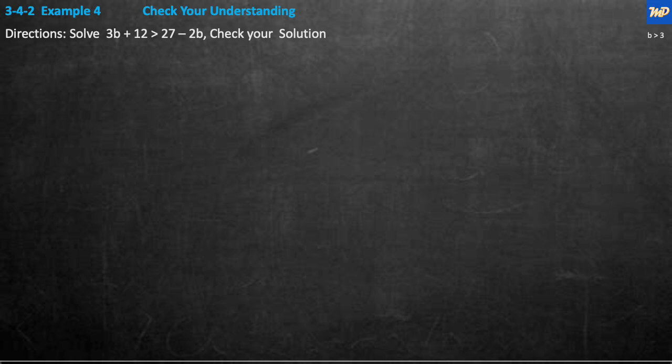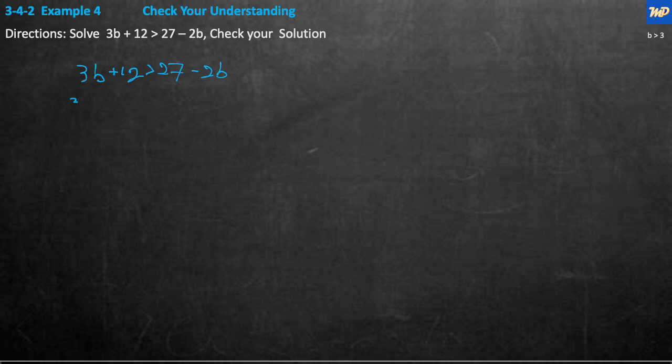Okay, I'm assuming you had time to pause the video and give this a try. So what do we have? We have 3b plus 12 is greater than 27 minus 2b. The first thing we're going to do, we have variables on both sides and constants on both sides, so we can move either one we want. Let's say we're going to get rid of the 2b on the right-hand side and put it to the left by adding 2b.